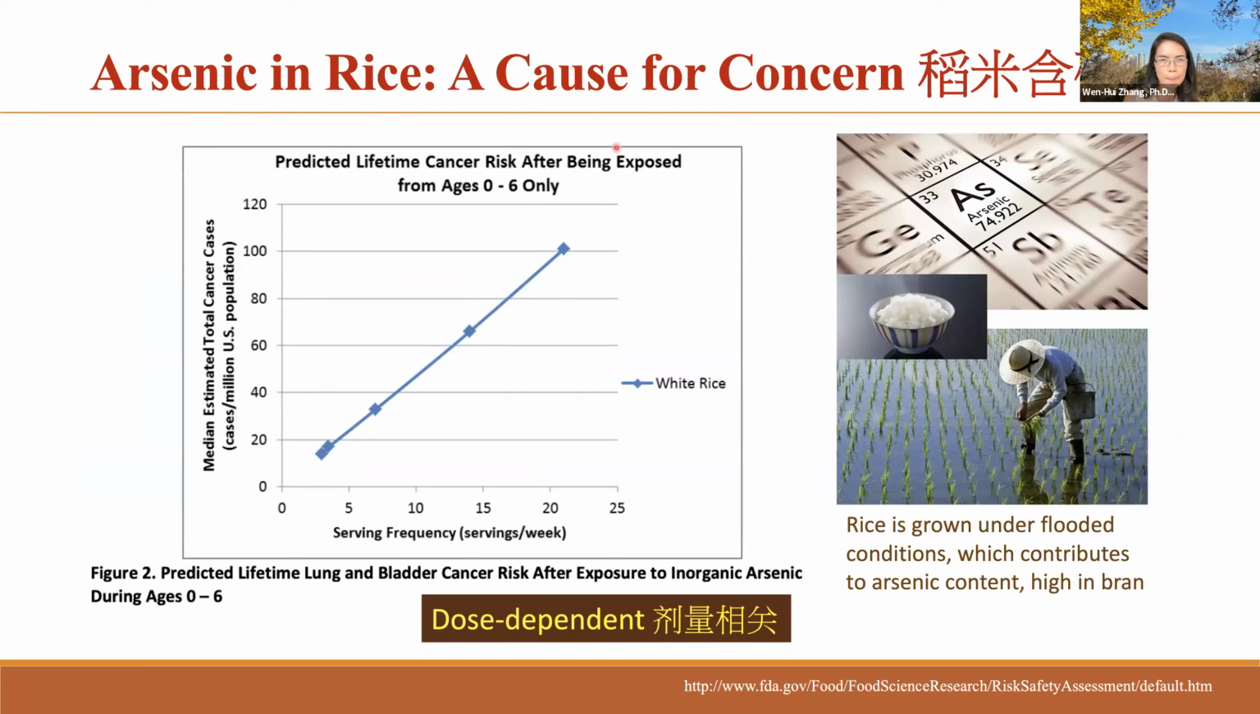Arsenic is a great concern, like for lung cancer and bladder cancer. It's a risk factor for lung cancer and bladder cancer. So arsenic is found in rice, because rice is grown under flooded conditions, and this contributes to arsenic content in bran. So there's the white rice, especially in brown rice, because brown rice still has the bran.